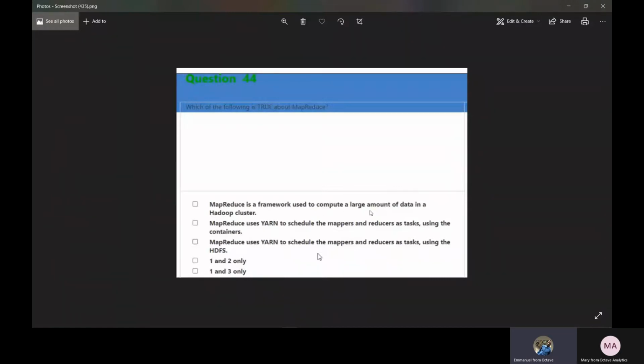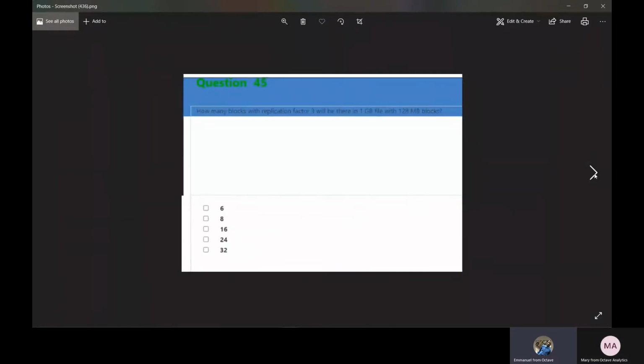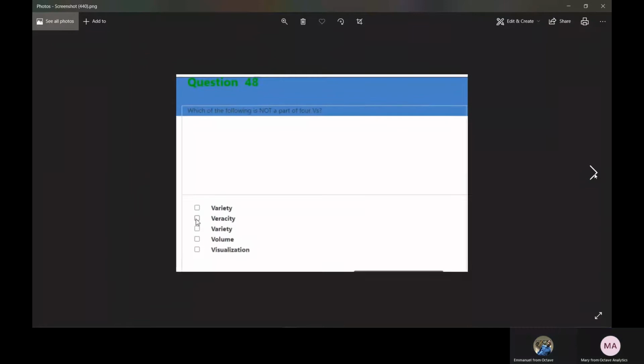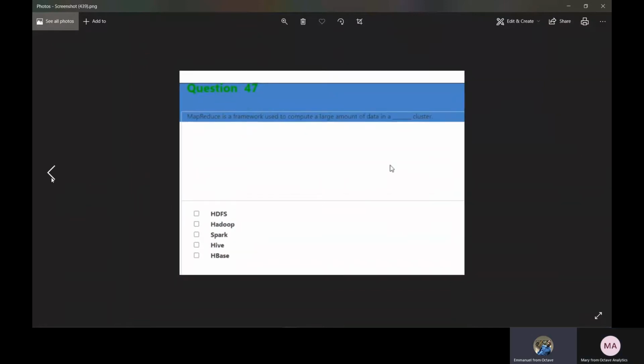Maybe this one: MapReduce is a framework used to compute a large amount of data in a Hadoop cluster, and the options given are HDFS, Hadoop, Spark, Hive, HBase. So you can see how they coin the question. Can you see my screen?